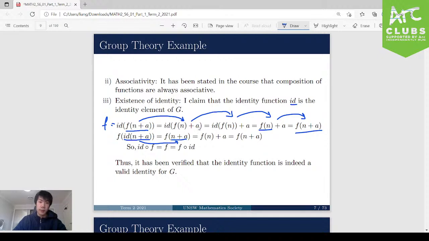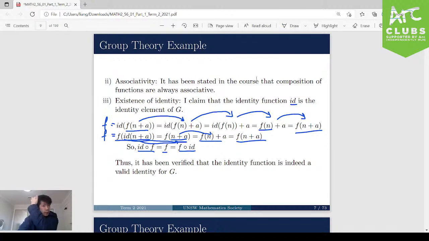And then that's basically done already, right? So f of n plus A, this part I guess is not really necessary. It's just to show you that it again obeys the same property, where you can break it down to f of n and then separately plus A. But basically from these two steps, it's already clear that this is also equal to just f itself, right? And so finally, you can claim that id composed with f is just f composed with id, and in both cases, it's just equal to f, right? And so thus it has been verified that the identity function is indeed a valid identity element for the group G. Okay.